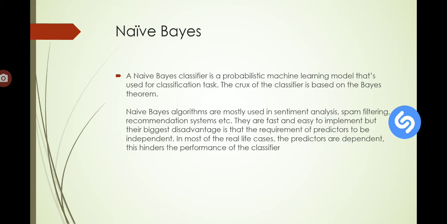Naive Bayes. The naive Bayes is normally known as a classifier. It's a probabilistic machine learning model that is used for classification tasks. It's based on the Bayes theorem. The Bayes algorithms are mostly used in sentiment analysis, spam filtering, recommendation systems, etc. They are fast and easy to implement, but their biggest disadvantage is the requirement of predictors to be independent.